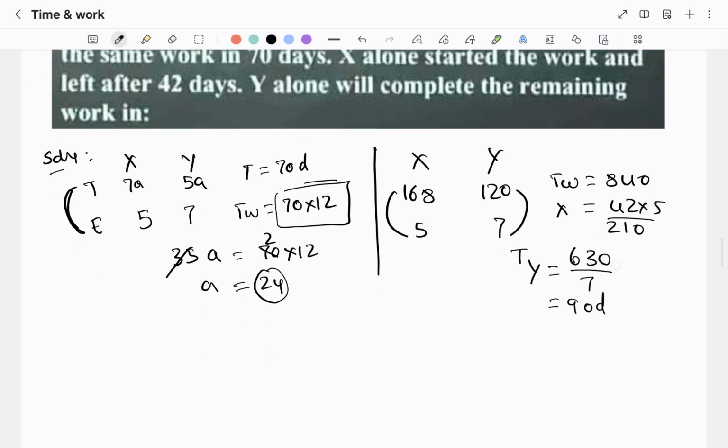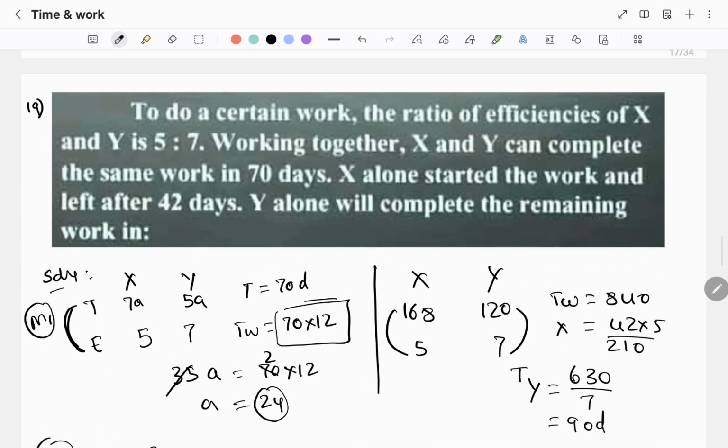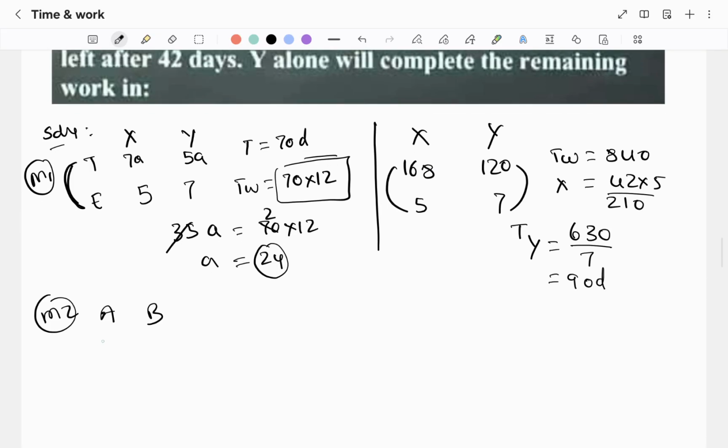The same question we'll try in another way. Try to understand this. Let it be M1 and M2. What have they given? To do a certain work, the ratio of efficiency of X and Y is 5:7. Working together, X and Y can complete the same work in 70 days. Okay, so they both have worked for 70 days.